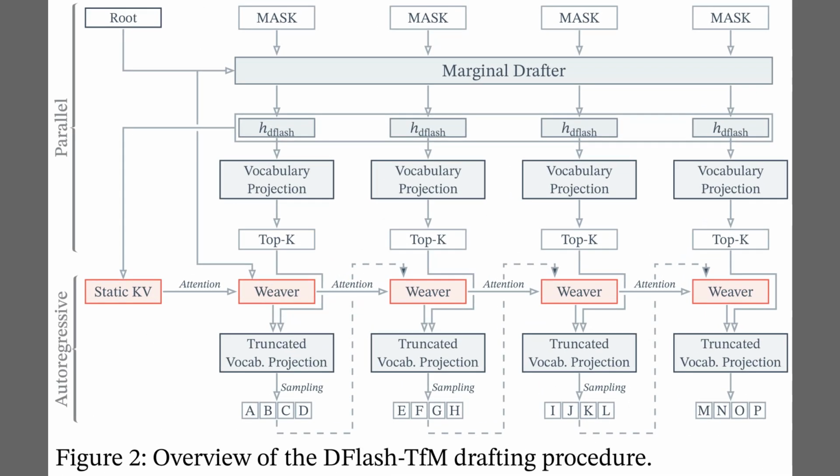Well, Figure 1 showed the impressive overall speedups, and Figure 2 now details how this drafting procedure actually works. The top half depicts the parallel stage, where a marginal drafter predicts candidate tokens independently. In the bottom half, the lightweight Weaver adapter restores step-by-step dependencies. It does this by evaluating only the top K candidate tokens, avoiding the memory bandwidth bottleneck of full vocabulary projections.